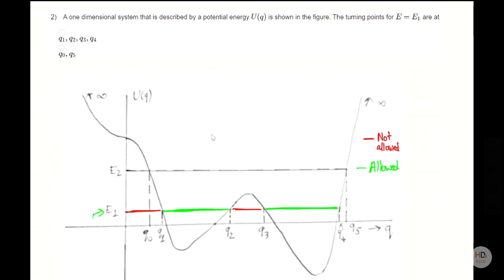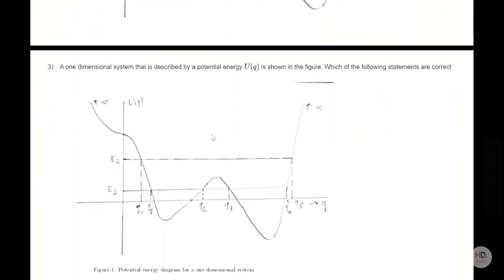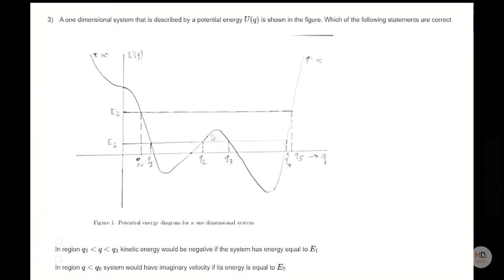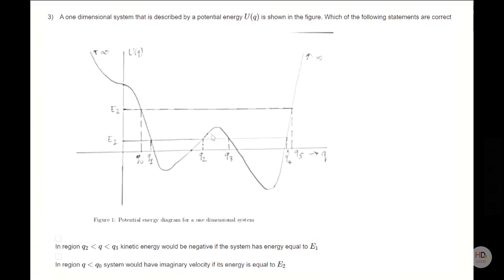So for E equal to E1, where are the turning points? It's where these two regions meet, right? So if you start your system from here, it will climb up to this point and then come back. So the points are Q1, Q2, Q3, and Q4. So that is your answer. For the second one, we have the same thing, same potential, and which of the statements are correct.